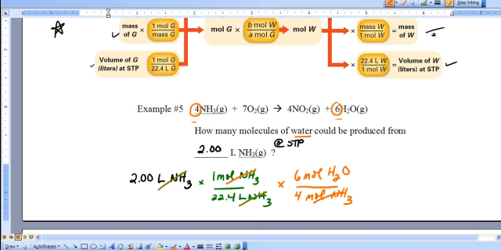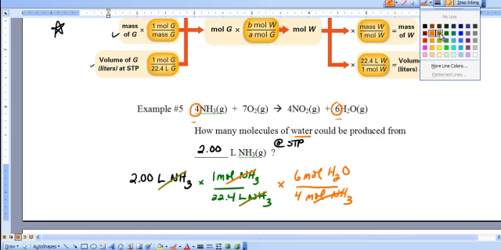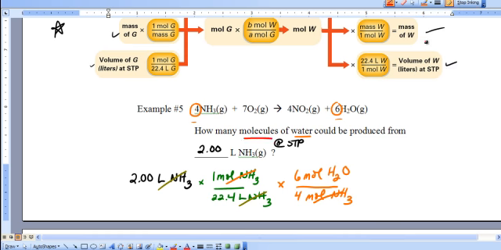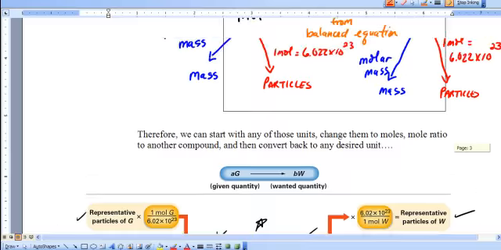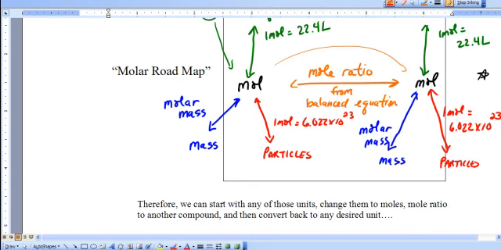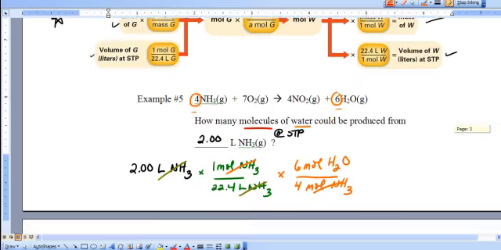Now what does the question now say? It says how many molecules? Molecules. So in this case, if we're looking for molecules, let's go back up just to show you where we are now. We're into moles. We want to get down to molecules or particles. We have to use Avogadro's number. So let's go ahead and do that.